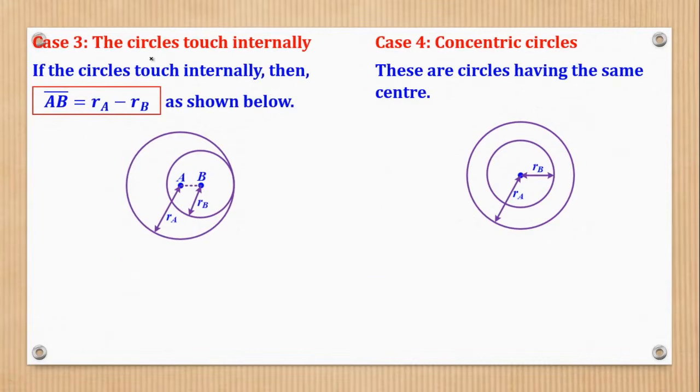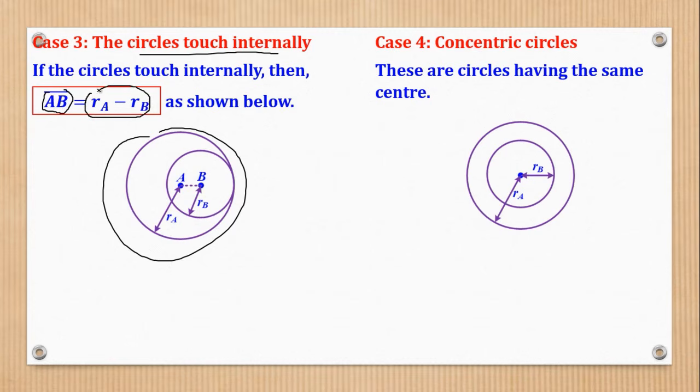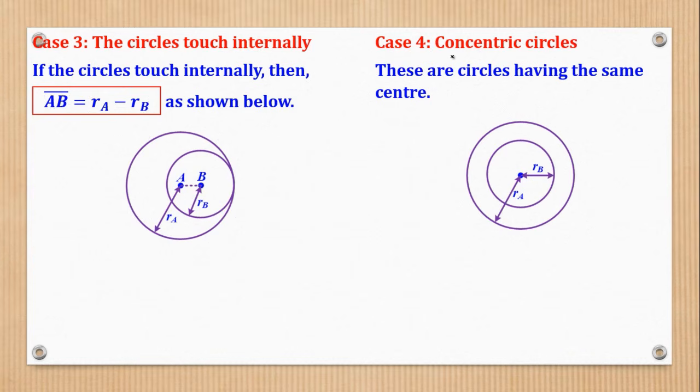Then case 3 is when the circles touch internally. Internally means that they are in this form, and then the condition is that the separation of their centers is equal to the difference between their radii. Then case 4 is what we call concentric circles. These are circles which have the same center. So these two circles are concentric.